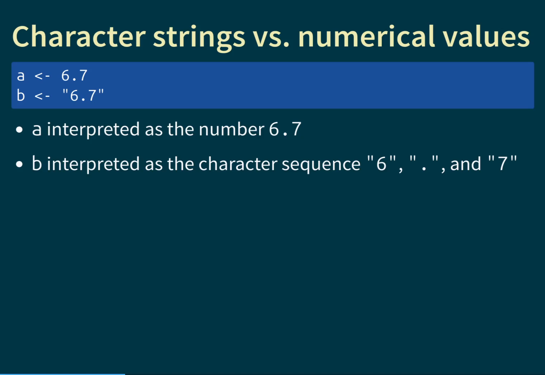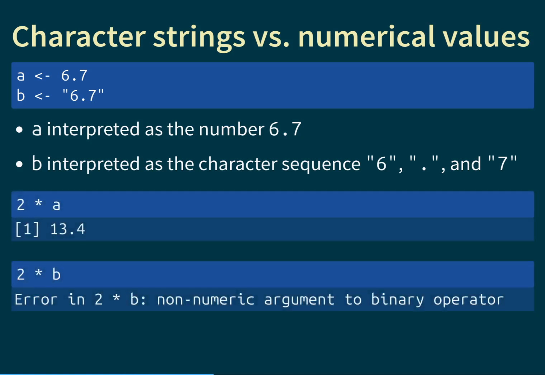But because we used the quotation marks, the variable b is not interpreted as a number at all. It is interpreted as a sequence of characters. And that is an important difference. For example, it is a legal operation to multiply a by 2.